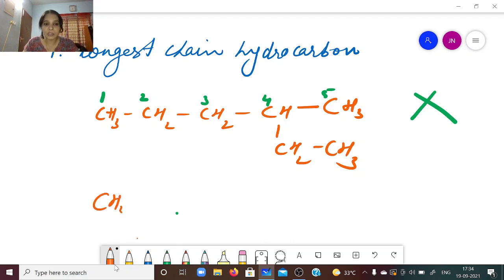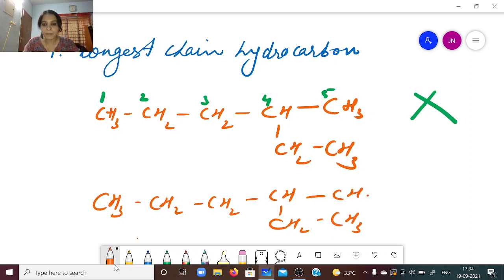Once again, I am writing this: CH3, CH2, CH2, CH, CH2, CH3. The same compound I am writing, then I will count it. I am counting it like this: 1, 2, 3, 4, 5, 6. This is the way it should be counted. See, in this, 6 carbons are there in the longest chain. In this, only 5 carbons are there in the longest chain. So this is wrong. In the longest chain, there can be a bend.